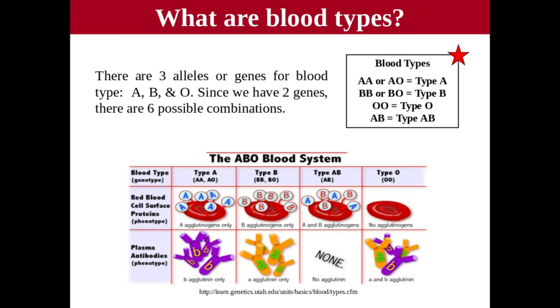Up here in the top right corner, you can see the blood types that exist. So if you get an A from your mom and an A from your dad, you're considered type A. If you get an A from your mom and an O from your dad, they still consider that type A. B for mom, B for dad, type B. B for mom, O from dad, still type B. If you get 2 O's, mom and dad each give you an O, that's type O. And if mom gives you an A, dad gives you a B, that's type AB.